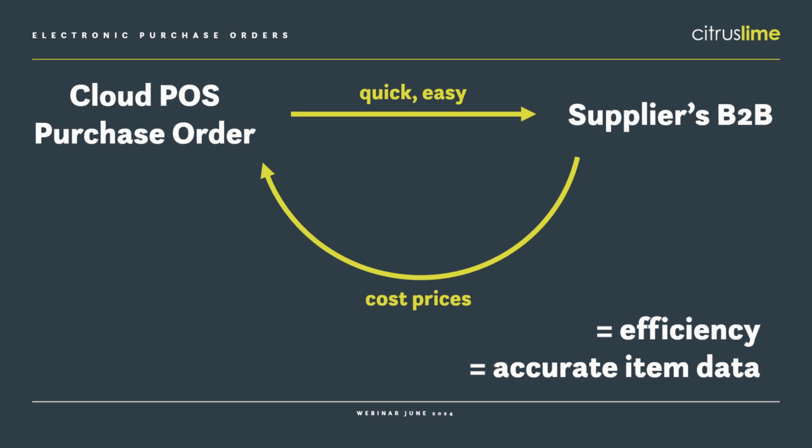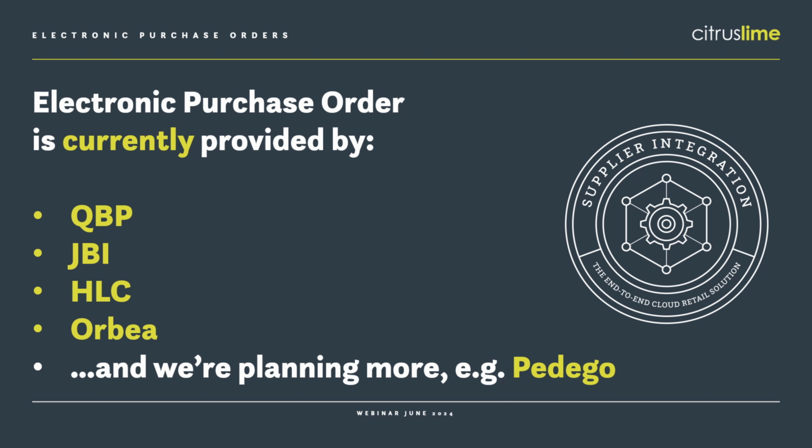Okay, let's have a quick recap of the 2 main benefits of electronic purchase orders. Firstly, you can create your purchase orders in Cloud POS and send them to your supplier's B2B site quickly and easily. Second, accurate cost prices for your items are fetched back into the purchase order, ready for receiving the inventory at goods in. This makes your ordering process more efficient and gives you accurate item data, setting you up for success. Electronic purchase order is a feature of the Supplier Integration Module, or SIM. It's included in your SIM pricing as standard.